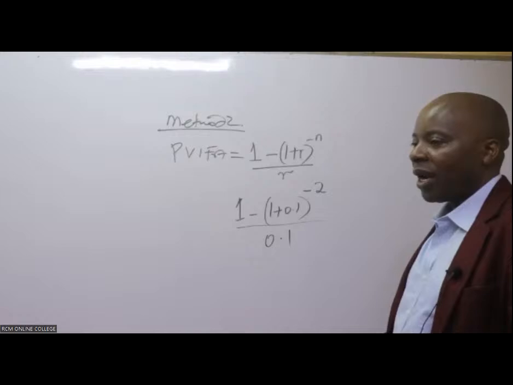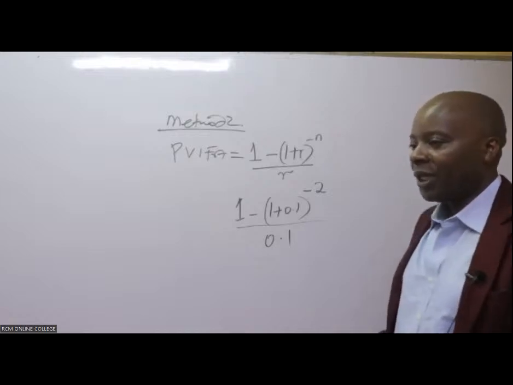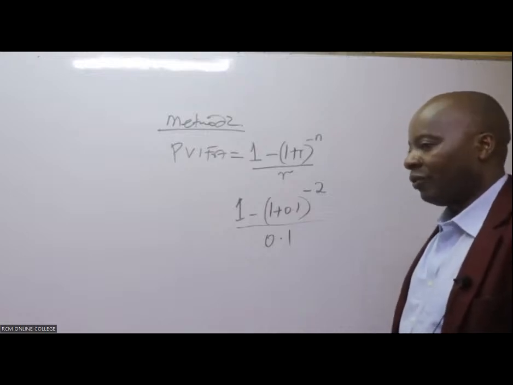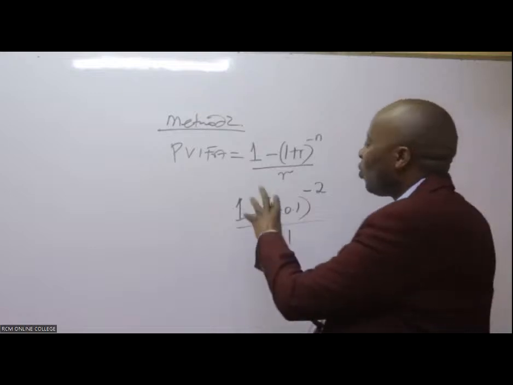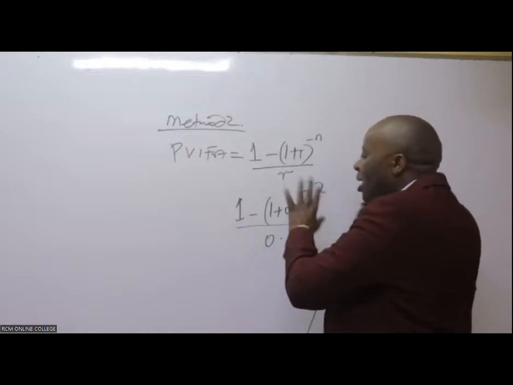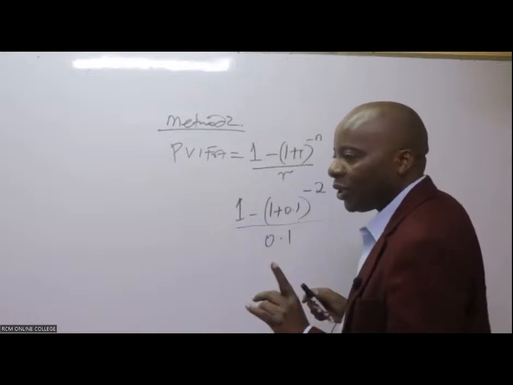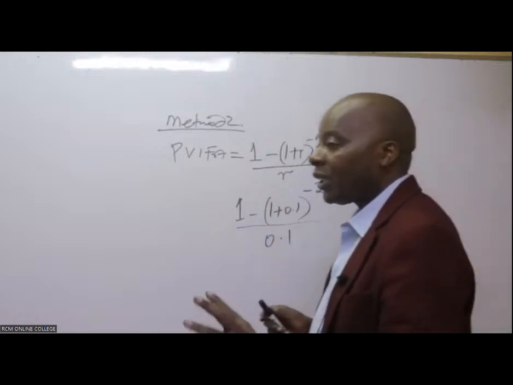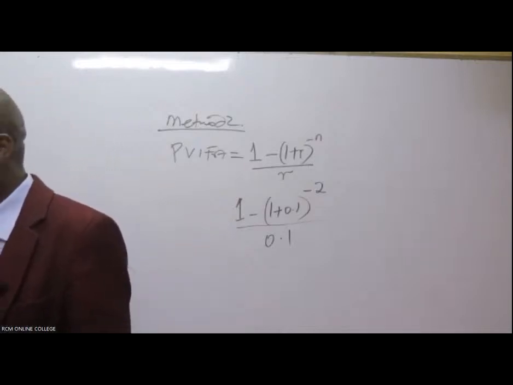So, ladies and gentlemen, are you able to give me this PVIFA? From your calculator, you say 1 minus, open bracket, 1 plus 0.1, you close. You say raised to minus 2. You say equals. Whatever you get, you divide by 0.1. And everybody will be counting the response. Everybody must give me answers.